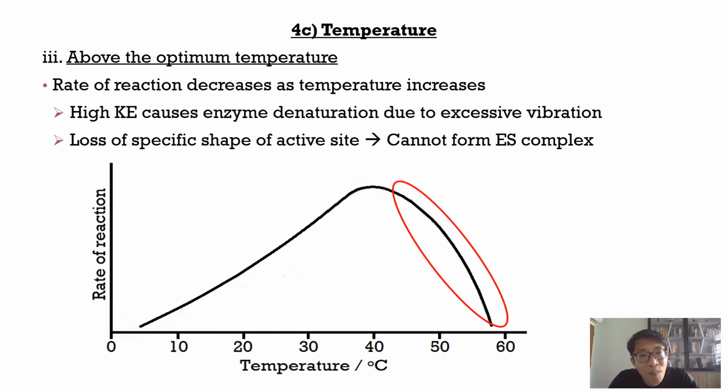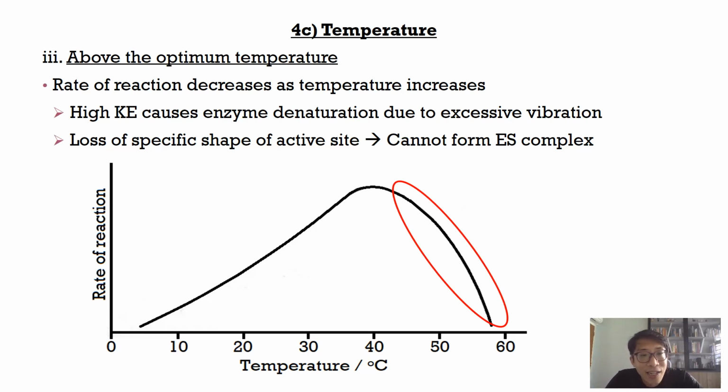Beyond the optimum temperature, when the temperature continues to increase, the rate of reaction would decrease drastically. If you look at the decrease, it is much steeper compared to the increase prior to the optimum temperature. So the decrease in rate of reaction is more drastic compared to the increase, and that is due to the denaturation of the enzyme, as we have talked about earlier.